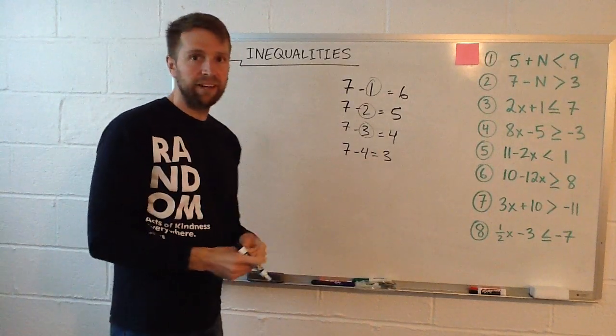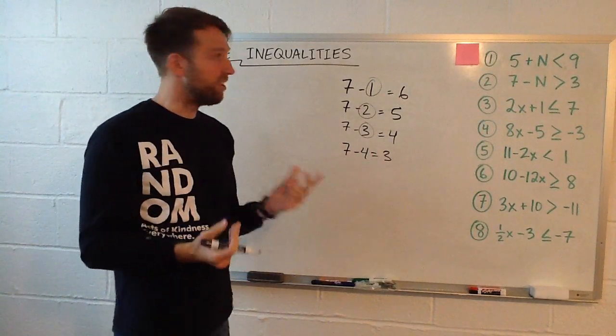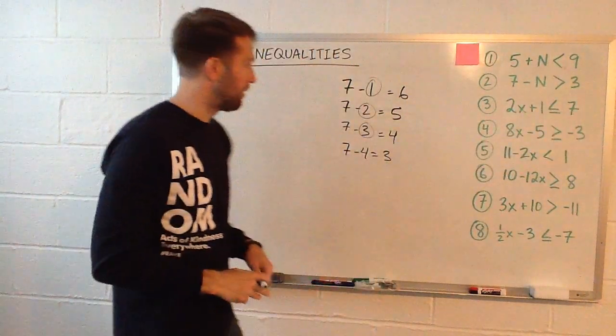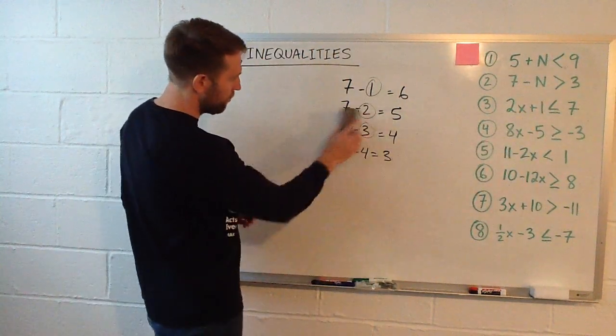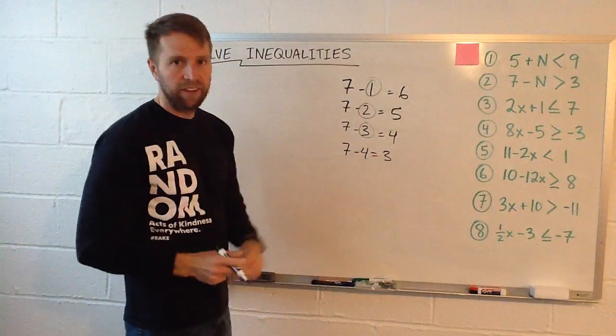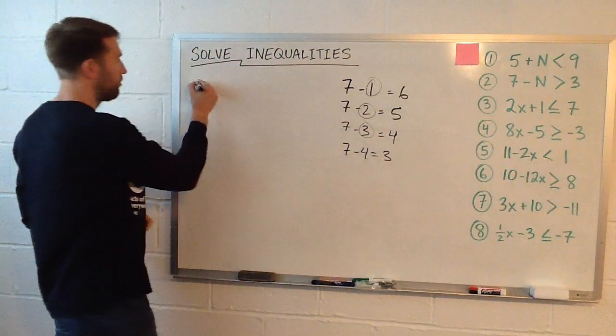Did anyone think of a negative number? Did anybody think of 0? 7 minus 0 is 7. That's still greater than 3. So what we need to do is come up with something that's going to give us these possibilities of answers like 1, 2, and 3. So let's go ahead and do the problem.